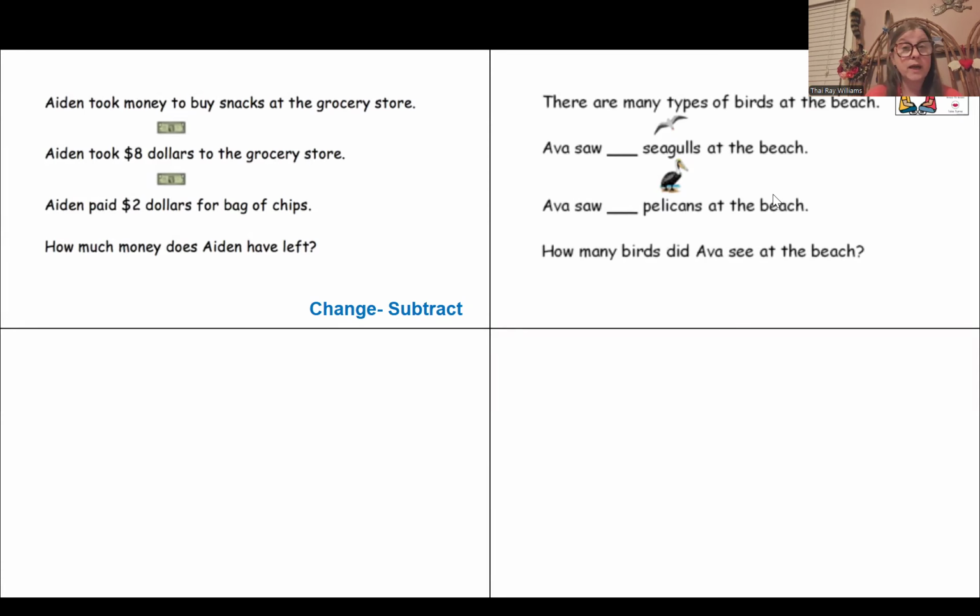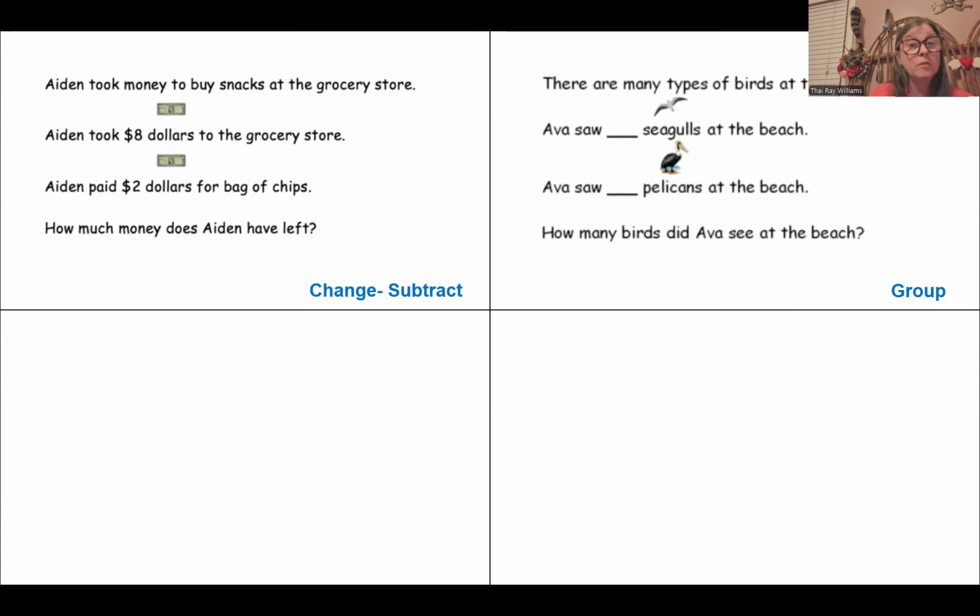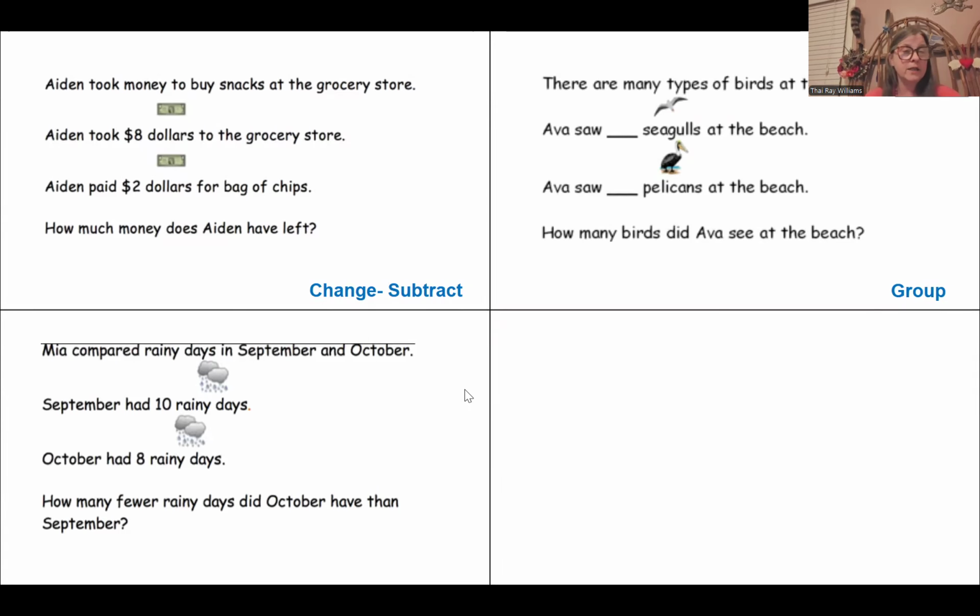Now, when I look at this, what I see is two small groups. I see seagulls and I see pelicans, and we're combining them into a bigger group of birds. So it would be small group, big group. And if we have a small group and a small group that we combine into a big group, what type of word problem is that? All right. Now, if you said it was a group word problem, you are correct because we have a small group that we are then combining into a bigger group. All right, let's look at our next word problem.